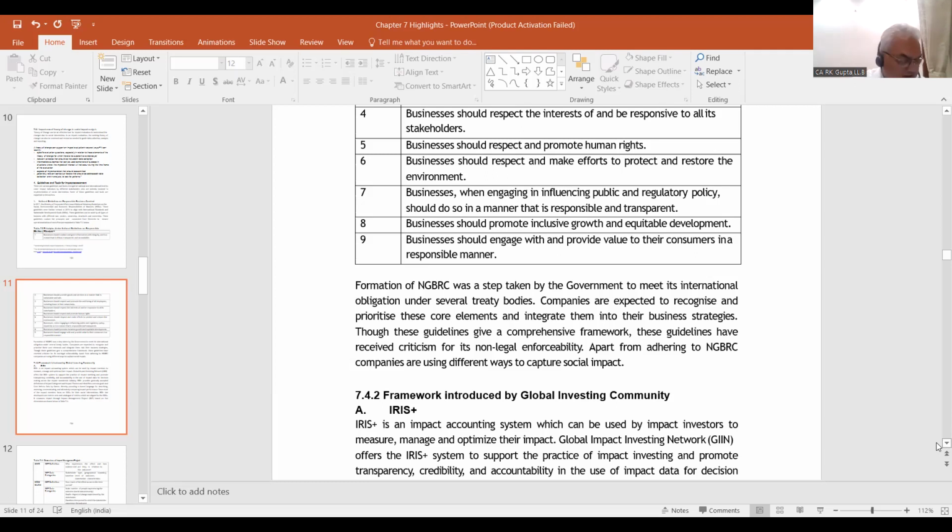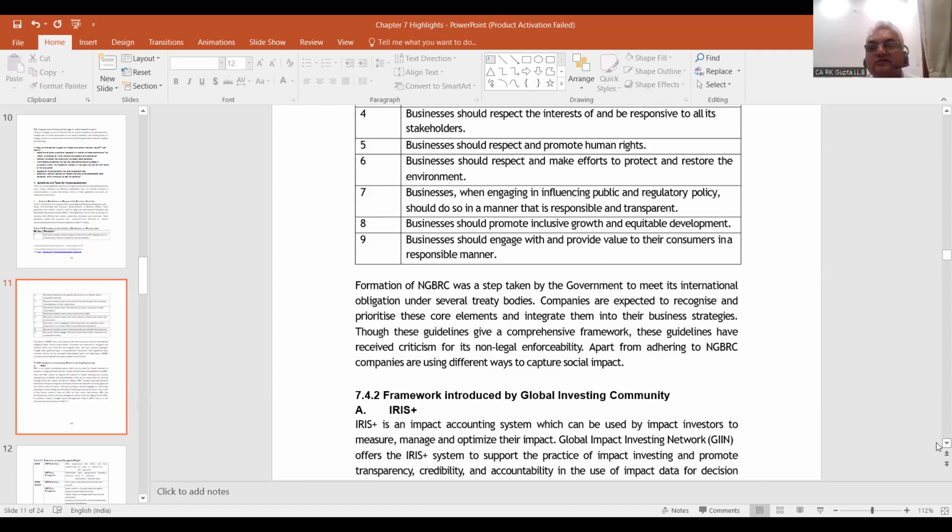तो इसमें क्या है, ये रिस्पॉन्सिबल बिजनेस कंडक्ट इस टाइप से होगा ना कुछ, है ना, नेशनल गाइडलाइंस ऑन रिस्पॉन्सिबल बिजनेस कंडक्ट, ये है ये। तो formation of this NGBRC was a step taken by the government to meet its international obligation under several treaty bodies. Companies are expected to recognize and prioritize these core elements and integrate them into their business strategies.